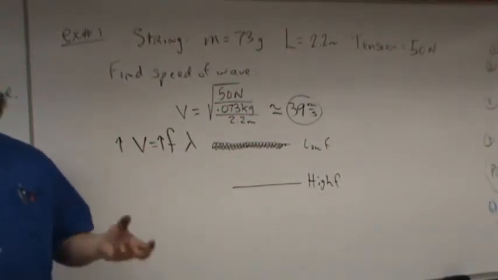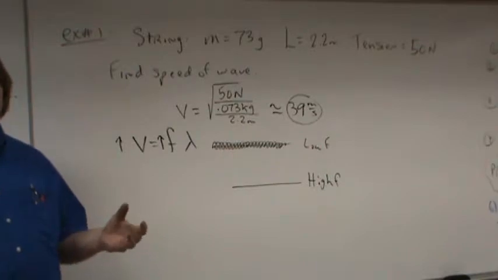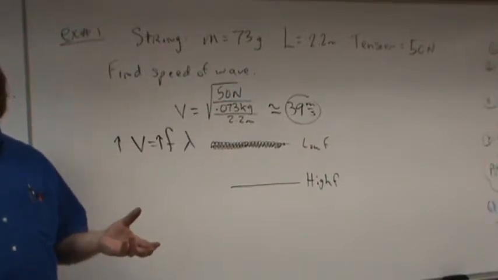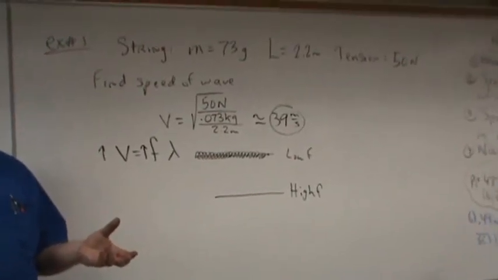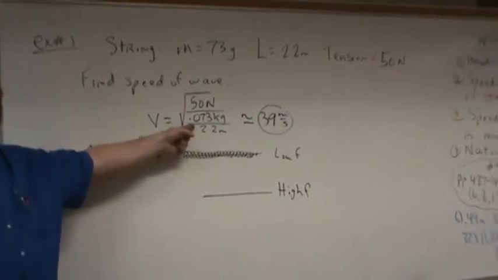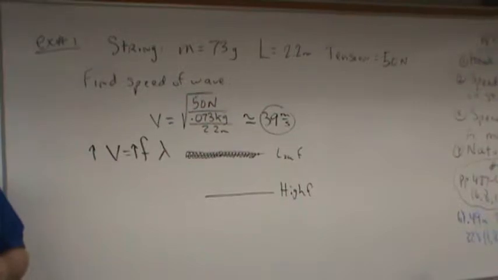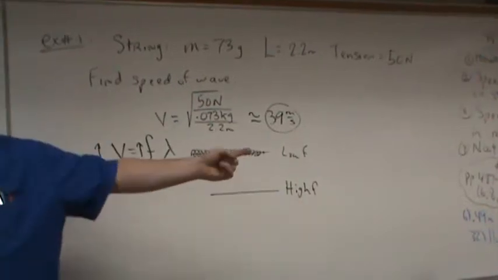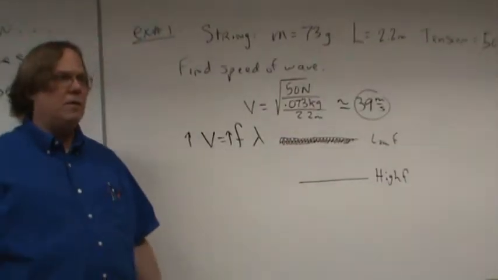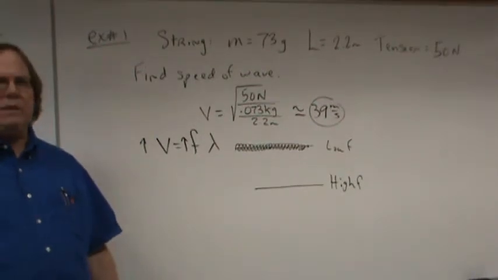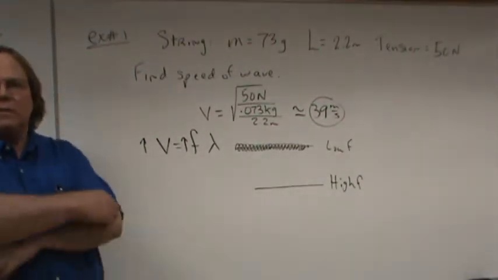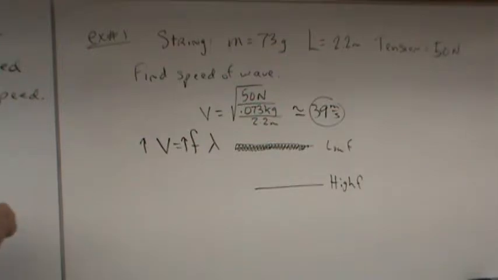Has anyone ever seen an electric bass guitar? What do those strings look like? Fat. Very, very thick, right? Very high linear density, because they need a very low velocity to get that really low frequency. Unless you want to play a bass guitar that's 100 yards long, then you can get your low frequency with a string like this. Okay, that's the speed of a wave on a string.